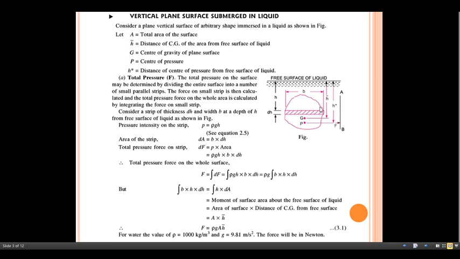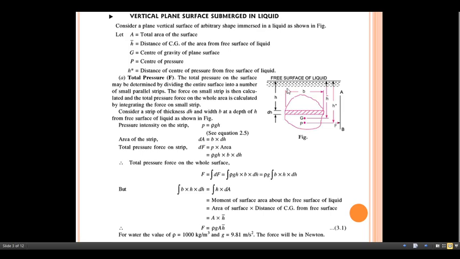For that, consider the plane vertical surface of arbitrary shape immersed in the liquid as shown in figure. Let capital A indicate the total area of the surface, h bar indicate the distance of the center of gravity point from the free surface of the liquid, G indicate the center of gravity of the plane surface, P is the center of pressure, and h star indicate the distance of the center of pressure from the free surface of liquid. So first of all, we'll do the analysis for the total pressure F.